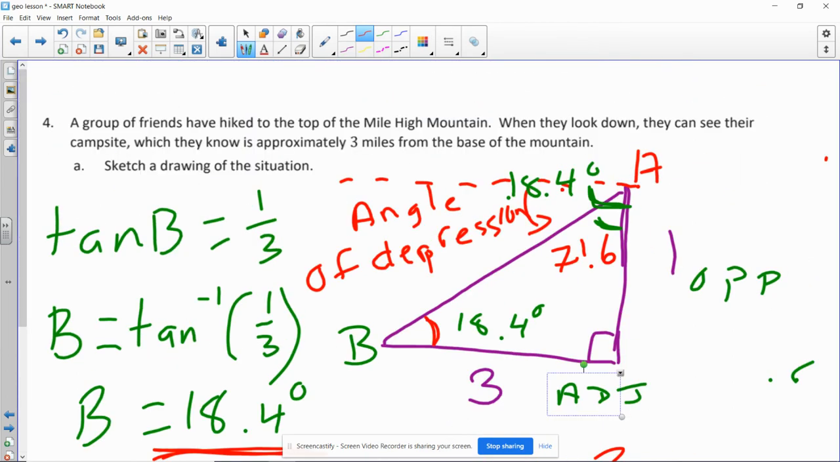So I hope that helps. The key for this angle of depression is just realizing where it is if you're on top of the mountain looking down. Elevation's always looking up.